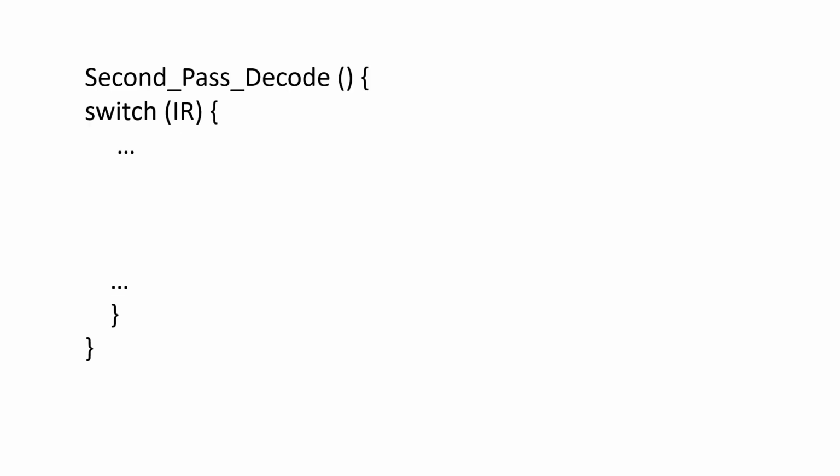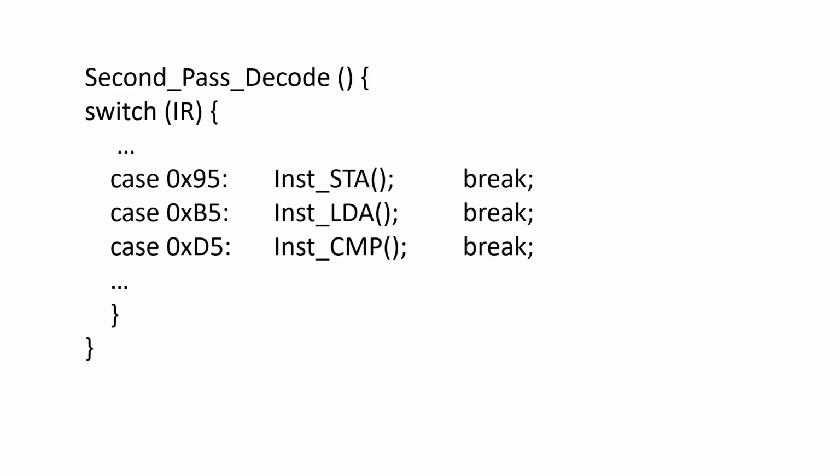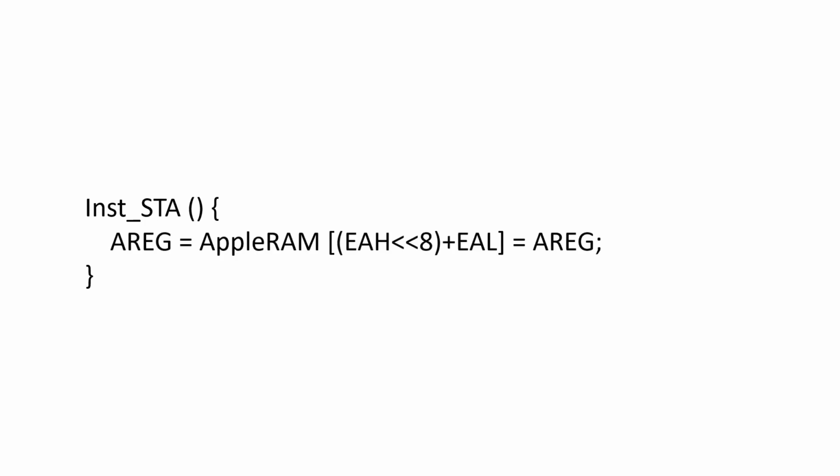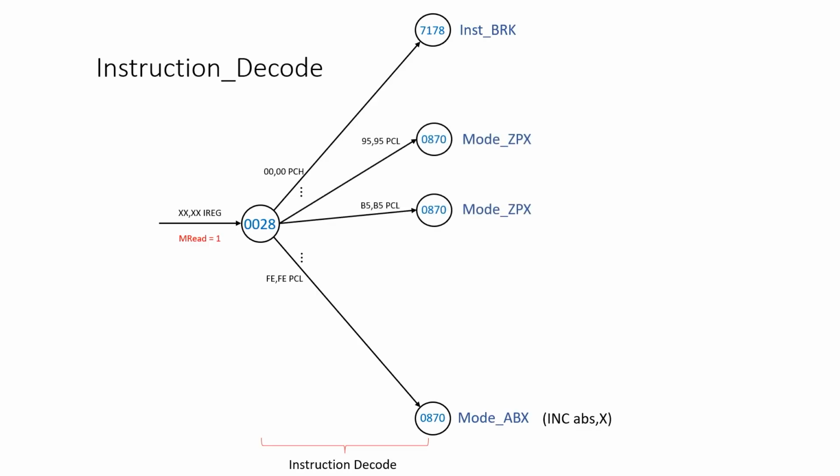Second pass decode is very similar to before. We add these three instructions to the decode. And finally for store, we write the value of A into the address pointed to by the effective address registers. Looking at our state machine, we add these three opcodes as arcs out of state 28.